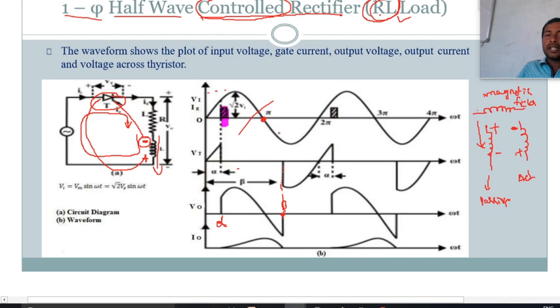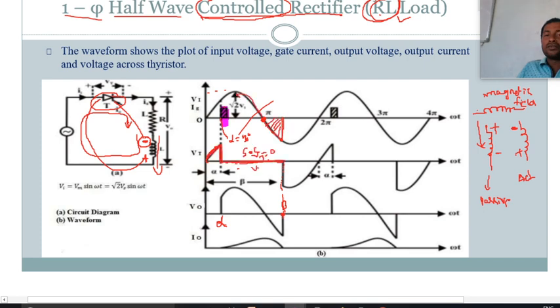So look at this one, the voltage across the thyristor. Up to alpha equal to some angle, let us take 30 degrees, the voltage across the thyristor will exist. After that, up to the extension angle beyond 180 degrees, the inductor releases energy in this area. Up to here the thyristor will conduct and be short circuited, so the voltage across the thyristor will be 0.